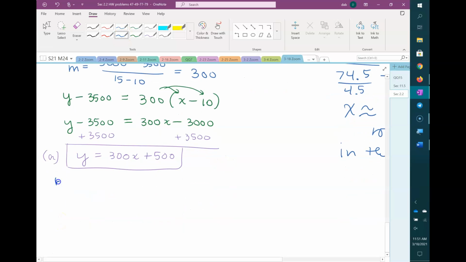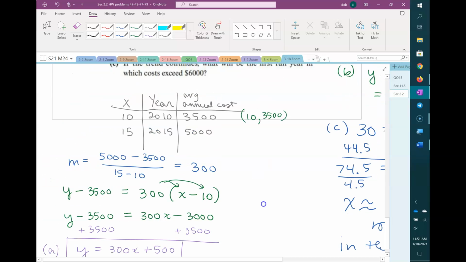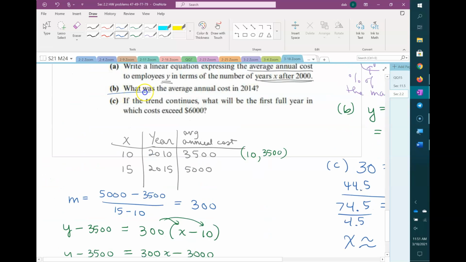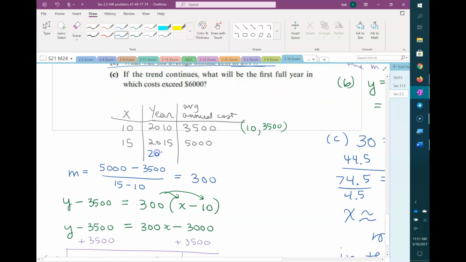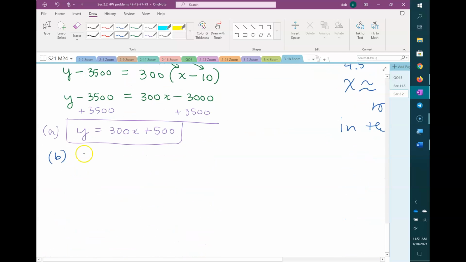So then the B part says, what was the average annual cost in 2014? So 2014 is going to be when X is 14. So I want to know, what is Y when X is 14? And I'm getting 4,700, and this is in dollars. So make sure you're paying attention to when you are talking about dollars and when you are talking about years.